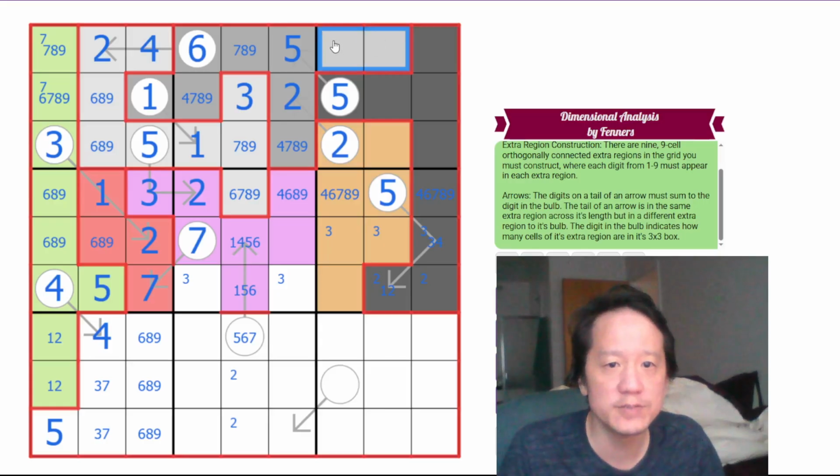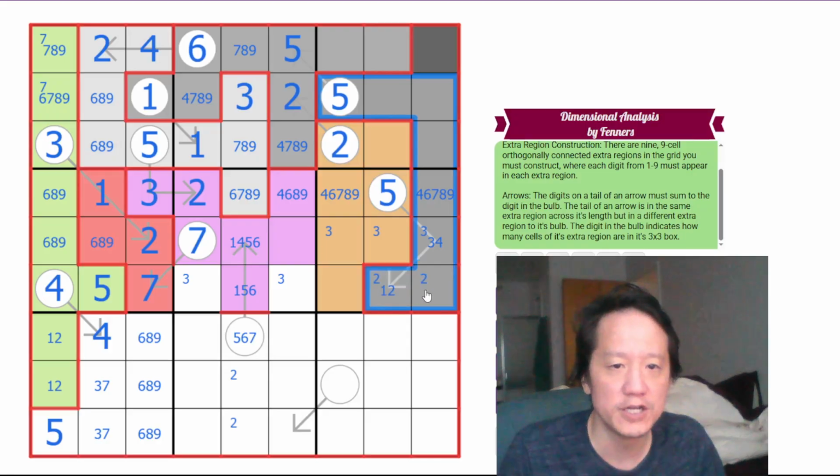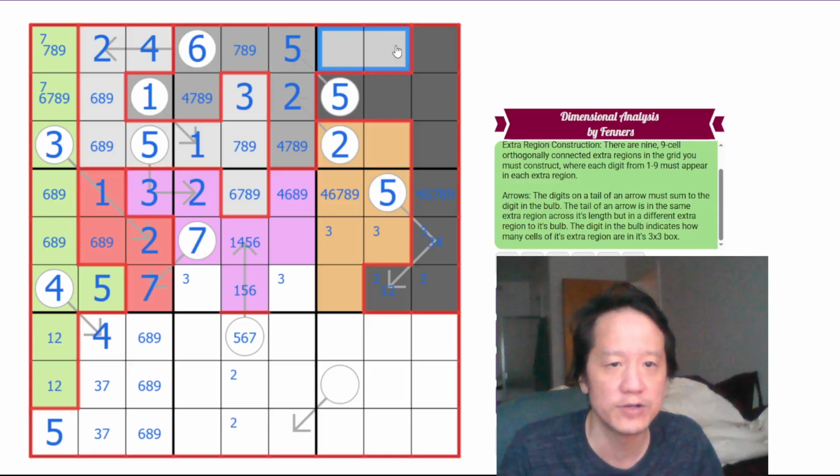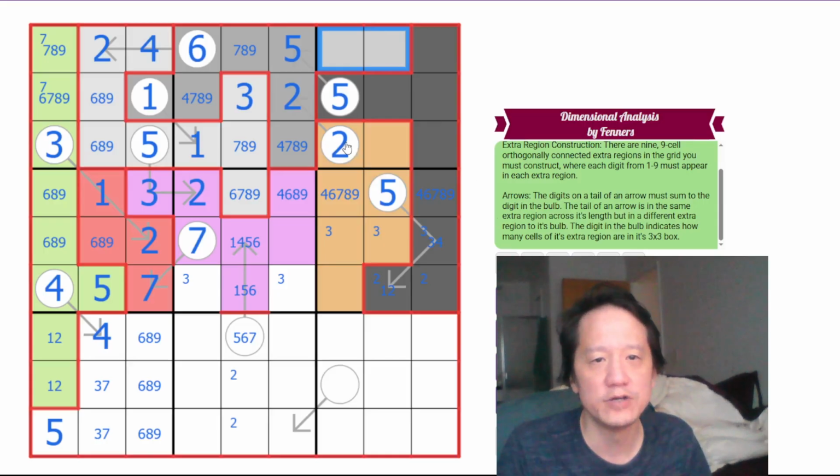We know 3 has to be one of these digits here. So where does this dark region get a 3? It can't be from here because one of these has to be a 3. This has to be what? 3, no 4 because one of these is a 4. Or 7, 8, and 9.